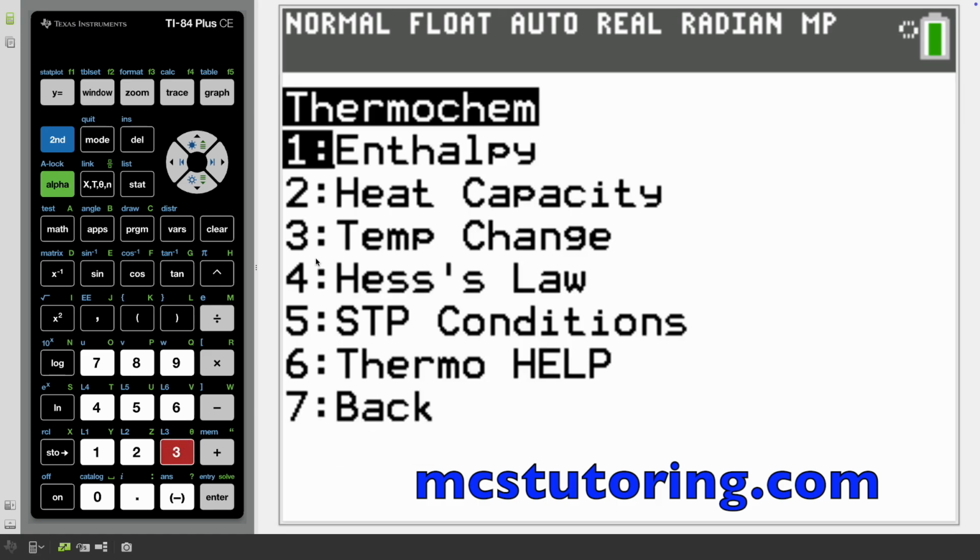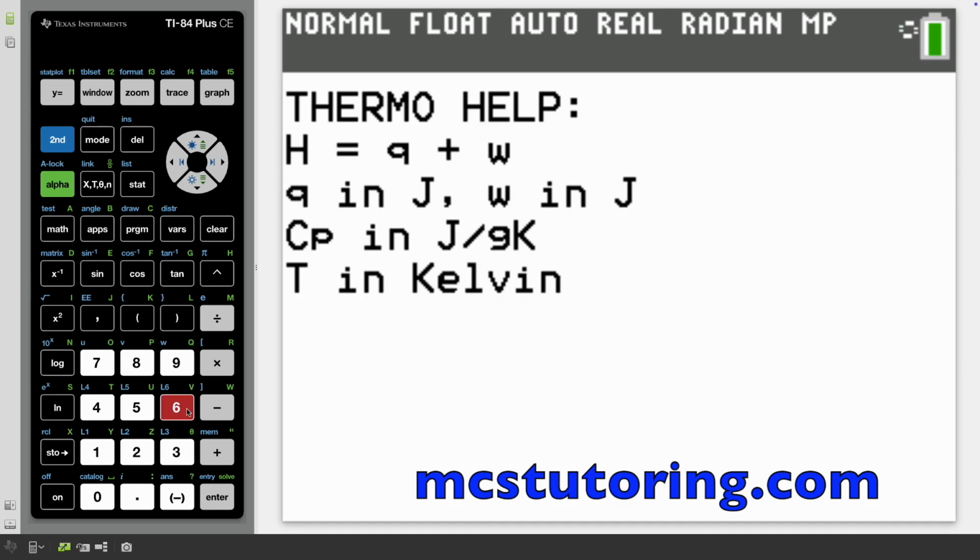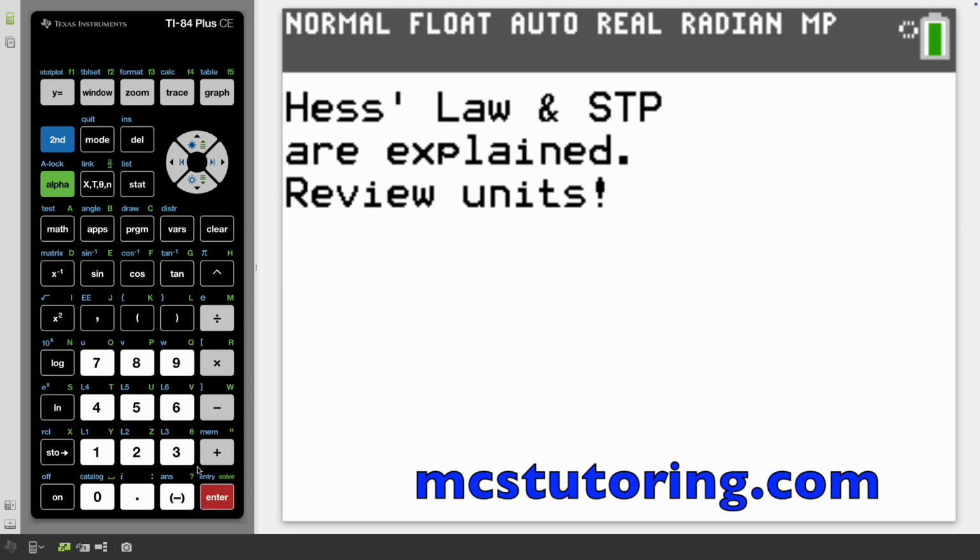So for thermochemistry, we've got enthalpy, heat capacity, temperature change, Hess's law, STP conditions, and help. Let's look at the help menu. So H equals Q plus W. Q is in joules, W is in joules. C sub P is joules per gram Kelvin. T is in Kelvin. Hess's law and STP are explained.